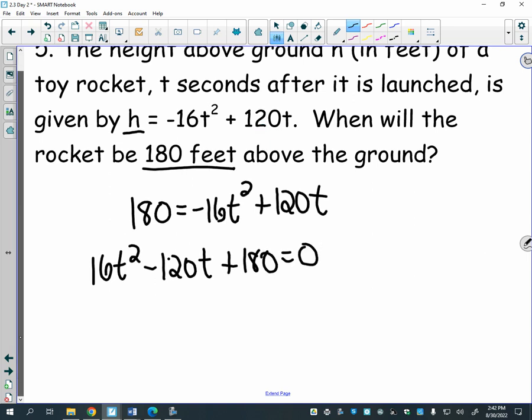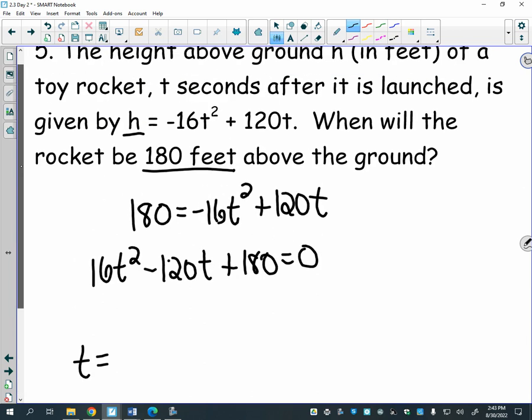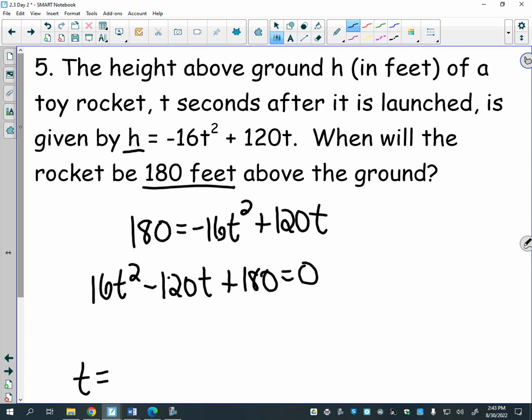And now that's just a quadratic equation to solve to find out the time of when that rocket will be that high. I always hope that this is divisible by 16 to make my number smaller, but if not, I can just do the quadratic formula here. So what I want you to do is set up that quadratic formula, and then in class we'll finish up here to make sure we can think about some applications of quadratic equations.